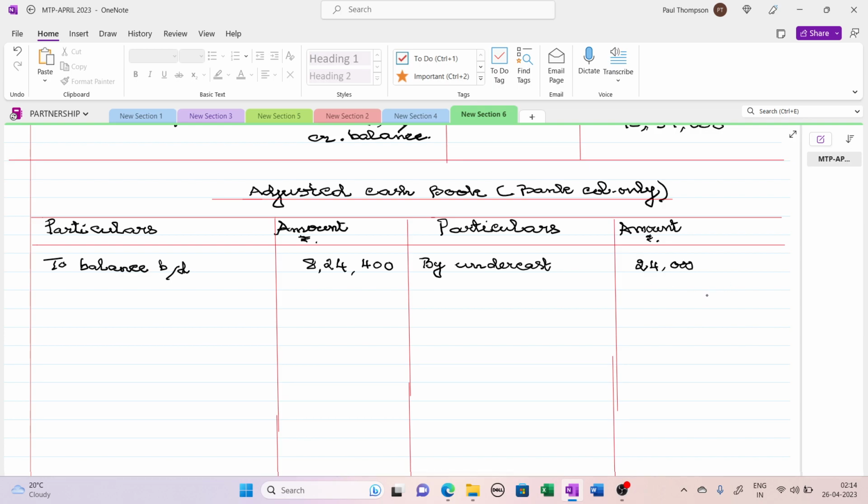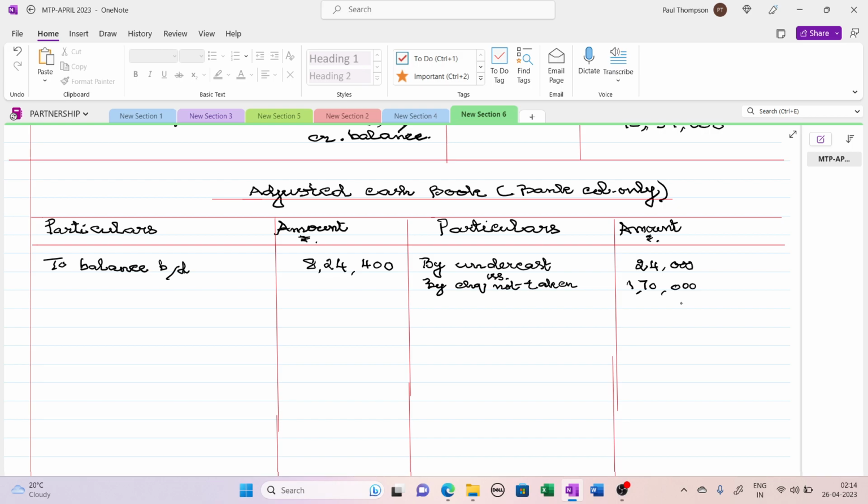Next one is a check of 170,000 was issued but not taken on bank column. Again there is a mistake. I have issued a check, but not taken in the bank column. Now I am taking that check issued because it is a payment. I am taking it on the payment side. Very very simple. Okay, so I made it.